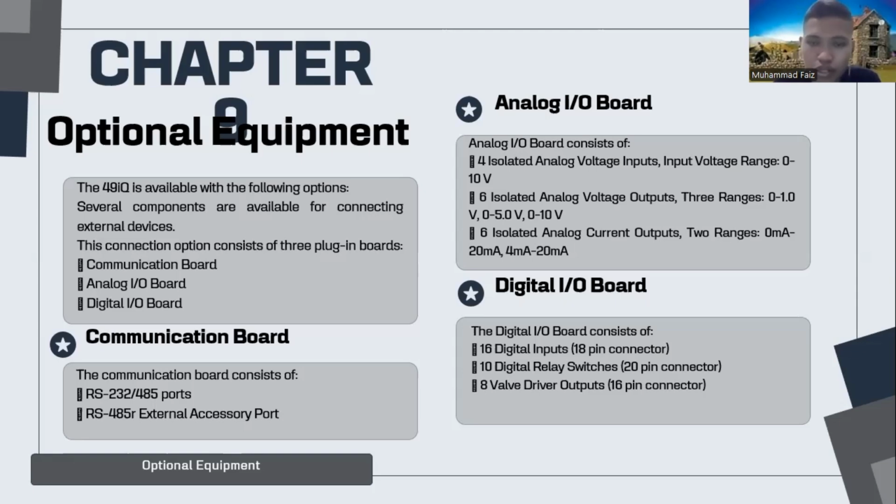Number 3 is digital I/O board. The digital I/O board consists of 16 digital inputs with a pin connector, 10 digital relay switches with a 20 pin connector, and 8 volt driver outputs with a 16 pin connector. Next.